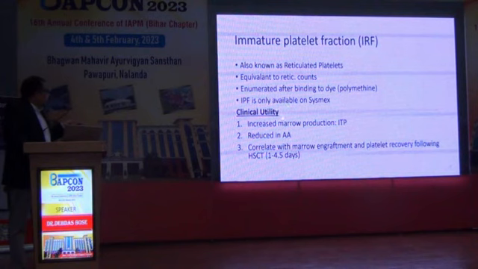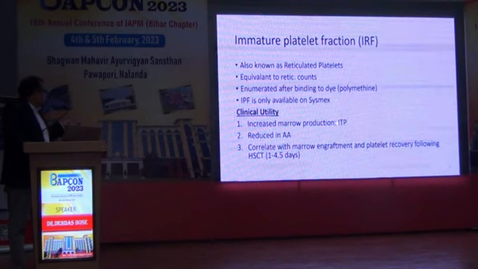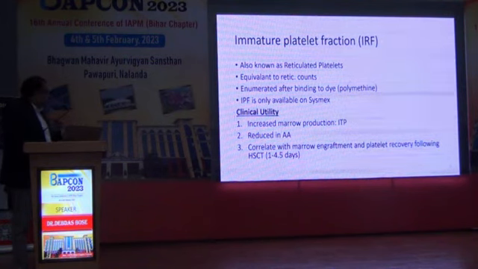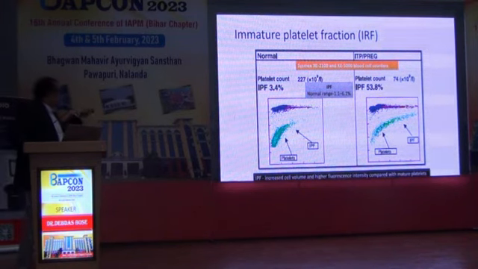Okay, this IPF is only available in Sysmex, but Abbott is also trying to give IPF. With increased marrow production, IPF will definitely be increased in ITP. It is reduced in aplastic anemia, because the bone marrow is unable to produce new platelets, so IPF will be less. Okay, and it has some utility after transplant. So see the immature red cell fraction, immature platelet fraction.